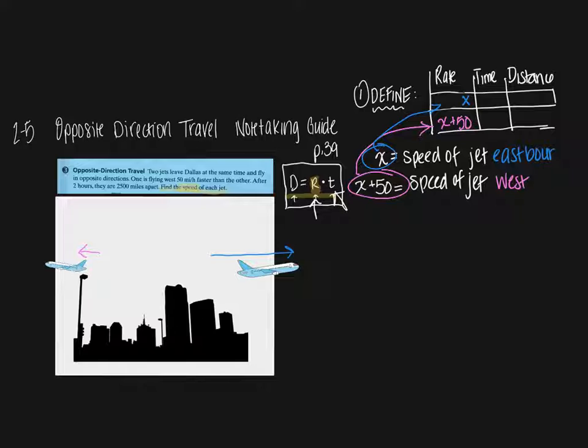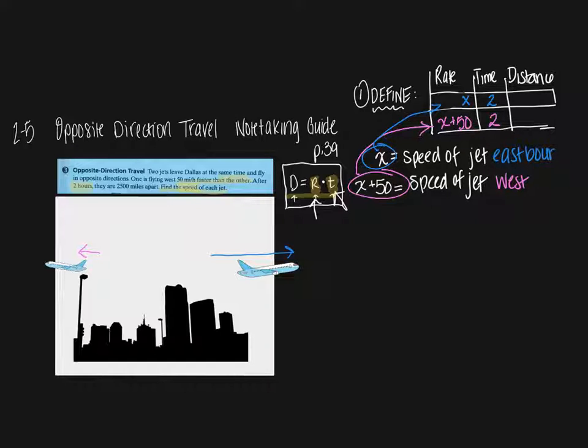Let's see if I can find T, how much time I'm spending. Two jets leave Dallas at the same time and fly in opposite directions. One is flying west 50 miles an hour faster than the other. We've dealt with this part. After 2 hours, so how much time has elapsed? Right, 2 hours. That's the same whether they're going eastbound or westbound. They're both 2 hours apart. Okay, so I've got that.